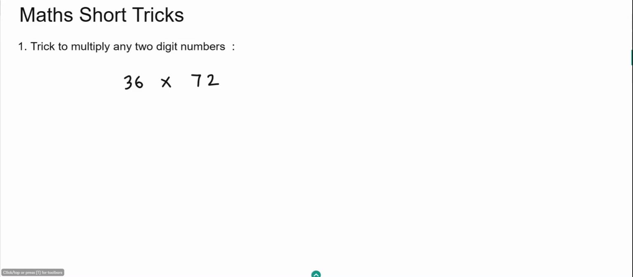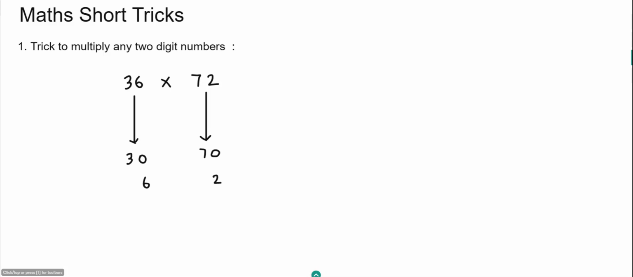So first, we have to find the corresponding tens and ones of each of the numbers. So for 36, the corresponding tens is 30, and then the ones is 6. So we write like this. And similarly for 72, the corresponding tens is 70, and then the ones is 2. So we write like this.